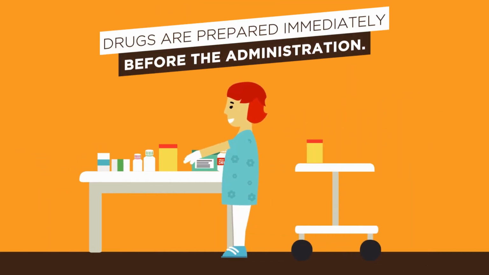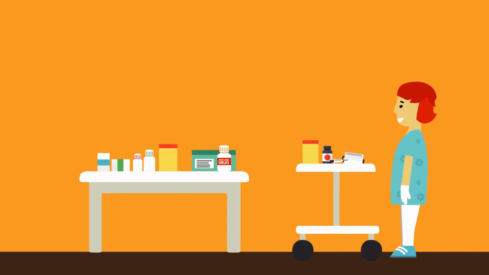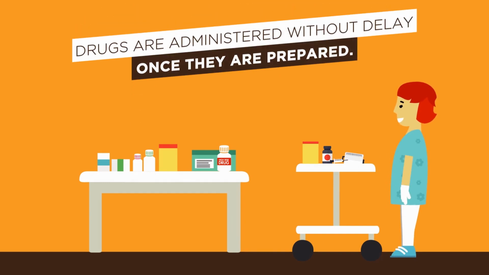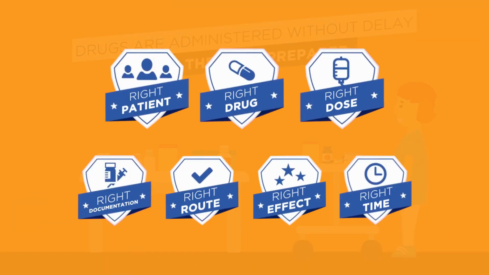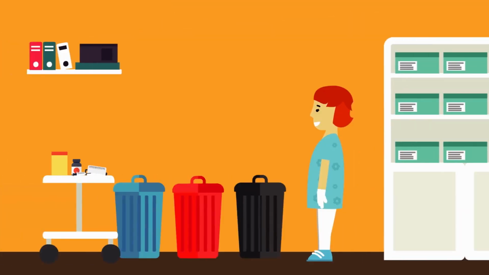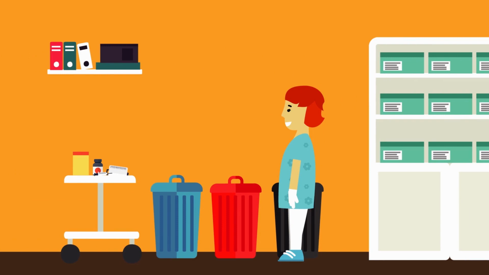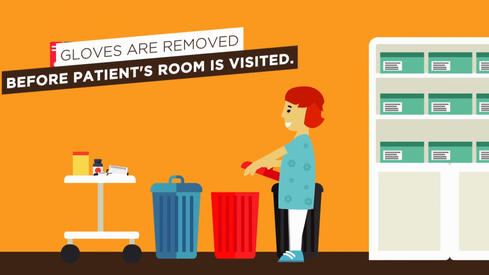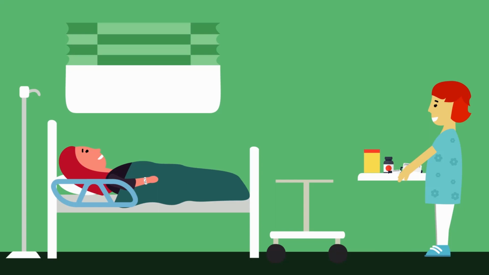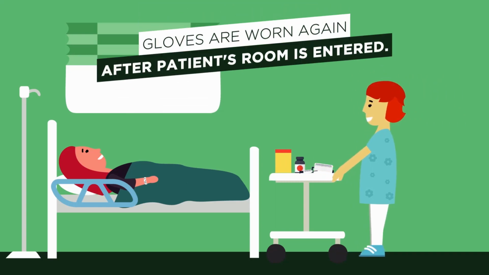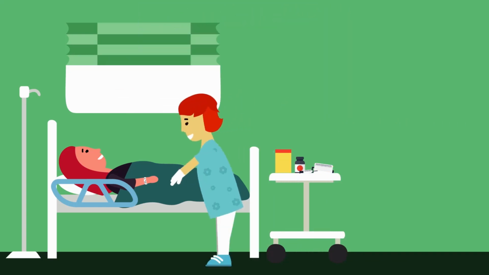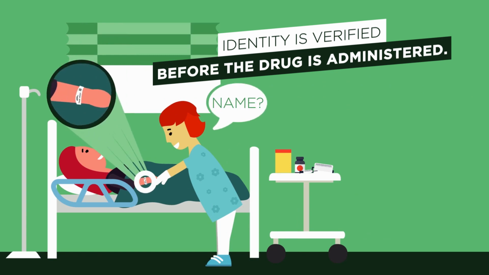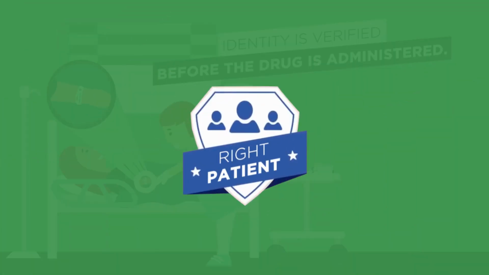The nurse affixes the patient-specific barcode where identity details and drug info are available on the drug. The drug is administered immediately after it is prepared. Gloves are removed and hands are washed after drugs are prepared. A new glove is worn in the patient's room. Identity is verified before the drug is administered.